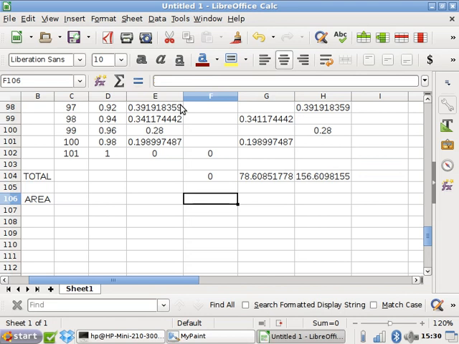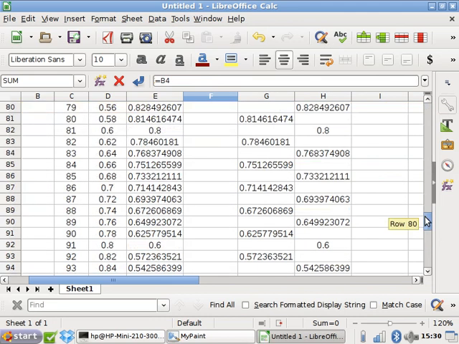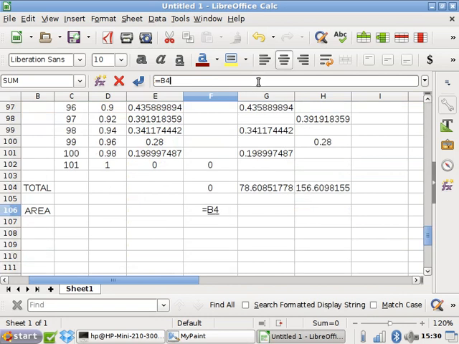Simpson's rule is h over 3. So equals h, which is here, over 3. And then this one plus this one plus this one. So this should be the area of half a circle. Should be about half pi, about 1.507 or something like that.